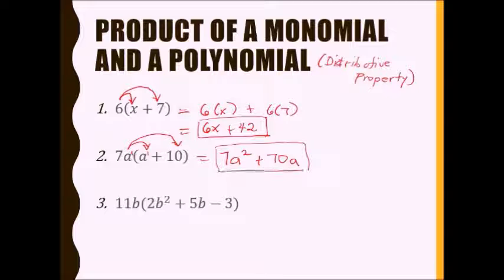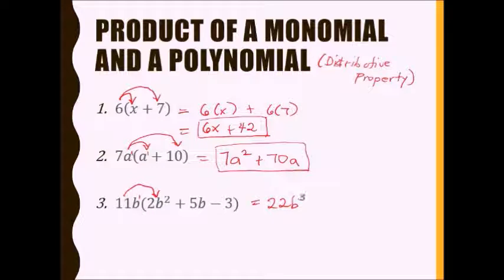For the third one, we have a monomial multiplied by a trinomial. So 11b times 2b squared. 11 times 2 muna, unti-unti. So it's 22. B times b squared is b cubed. Meron kasi yung 1 dyan. So b cubed.